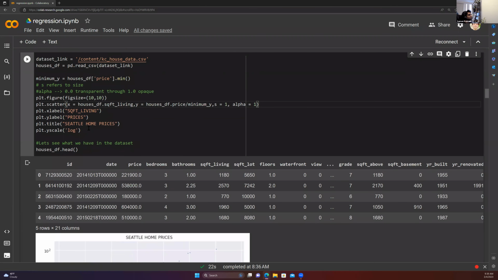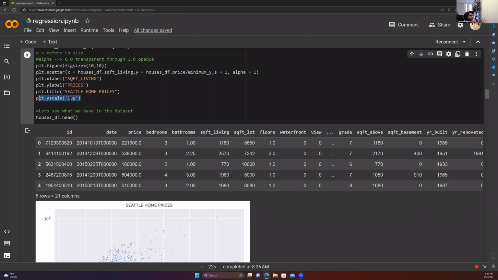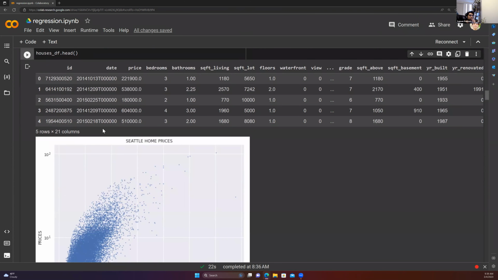Who can tell me in the chat why I'm using a log scale? Why is it a good practice to use a log scale? Anyone, any ideas? What's the purpose of this logarithm scaling here? No one? Okay. We have growth by power of 10. The price versus square feet is exponential. Okay, I see some really good explanations.